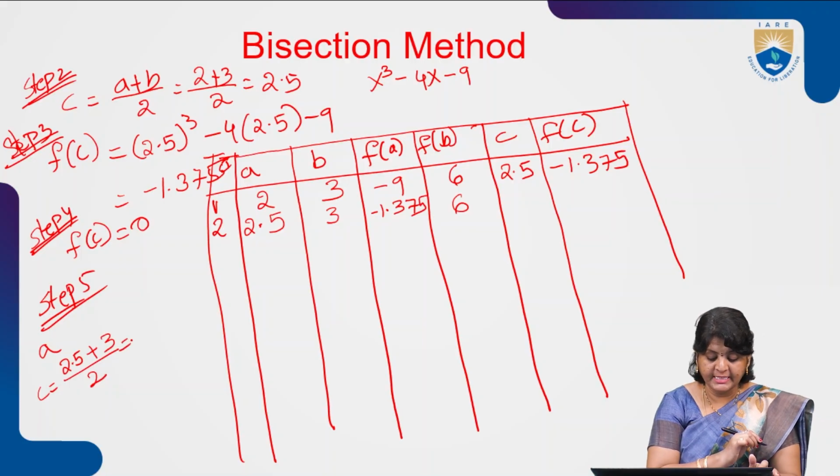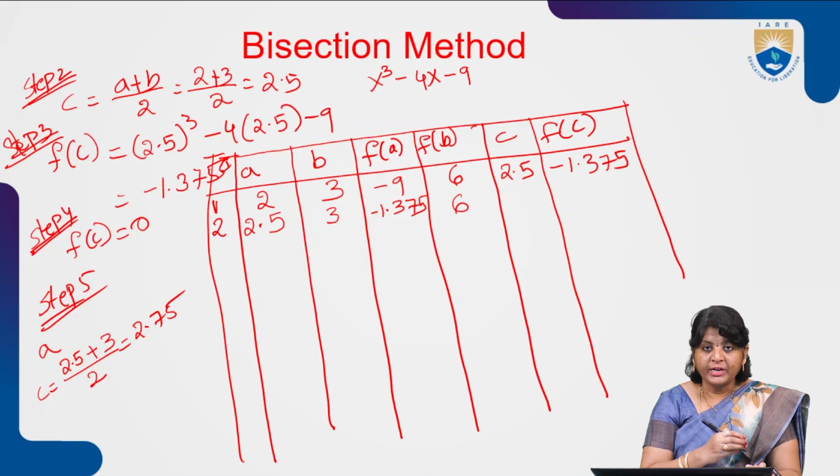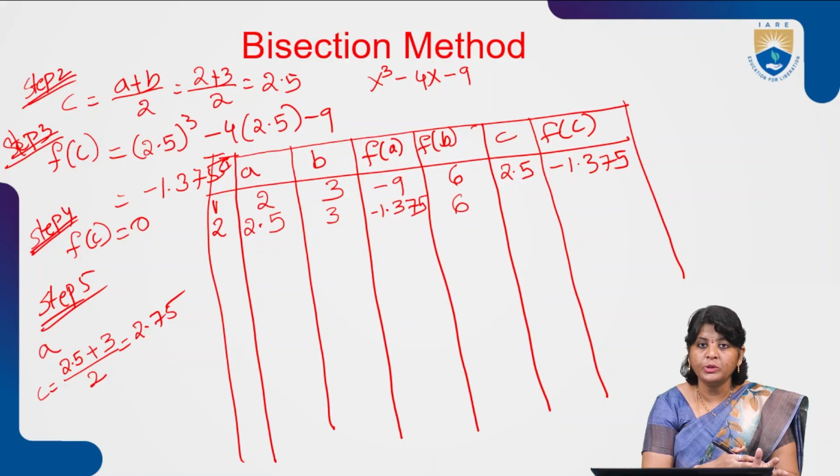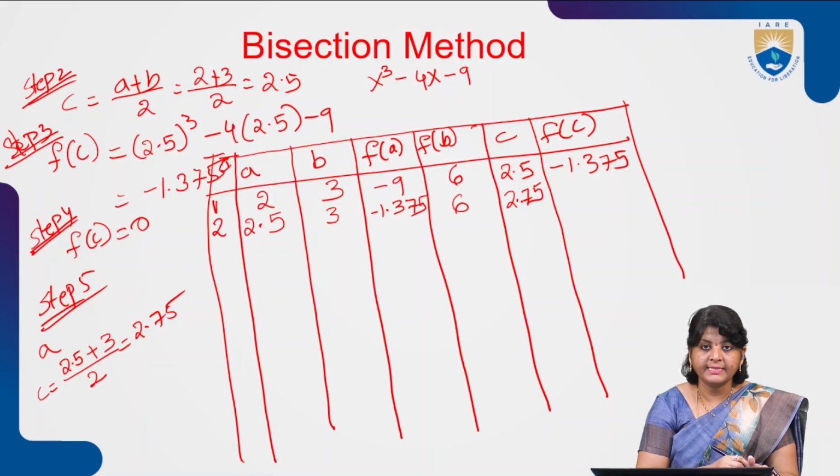So how much is this? 2.75. If you want to consider up to 4 decimals, we can, or you can consider up to 3 decimals, or up to 2 decimals. Based on the question given, whether we need to find the root value up to 4 decimals, 3 decimals or 2 decimals, we need to consider. So here I am going to take 2 decimals. 2.75, and now this is the C value.